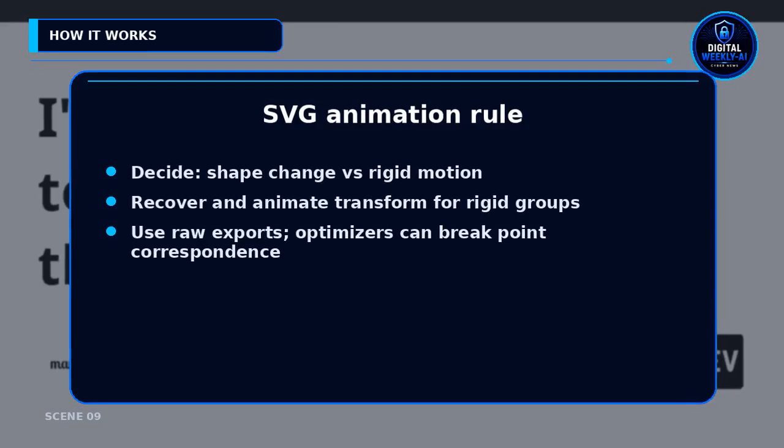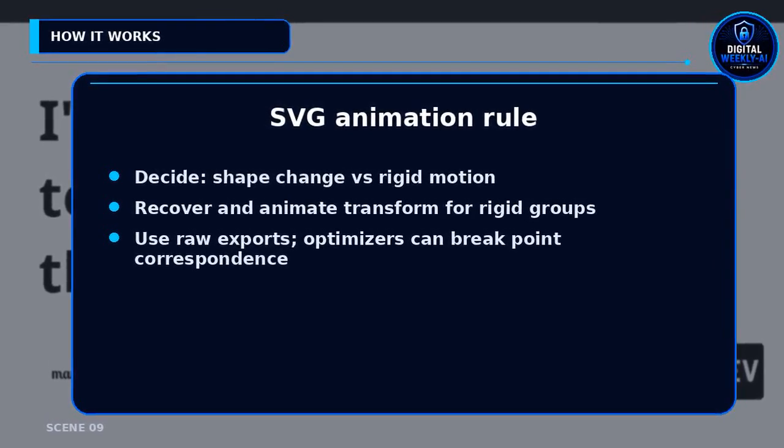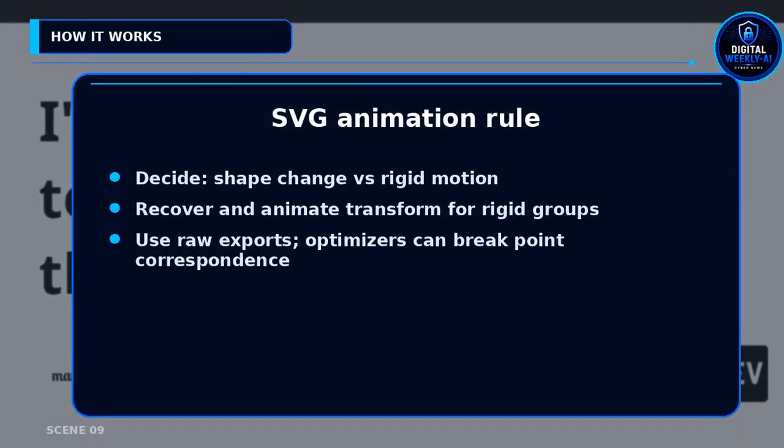Interpolating each SVG coordinate can distort rotating shapes. Decide if an element changes shape or moves as a rigid body. For rigid motion, recover a similarity transform and animate angle, scale, and translation. The example recovered a rotation of 36.84 degrees with fit error around 0.0005 pixels. Errors above 0.1 pixels indicate non-rigid motion.